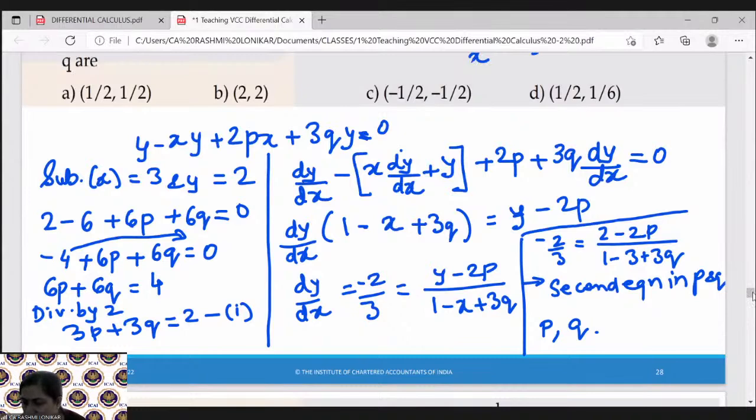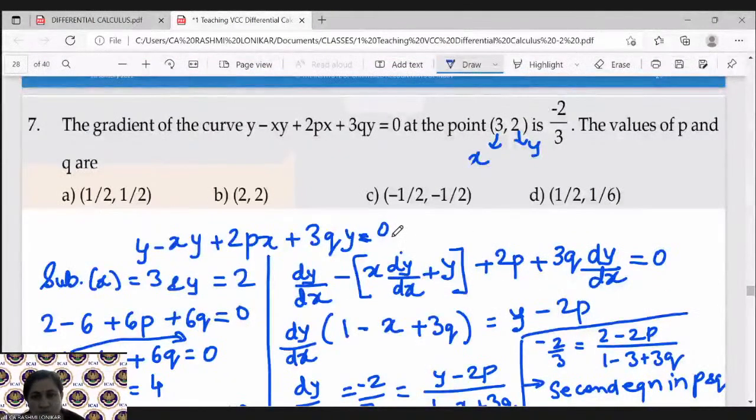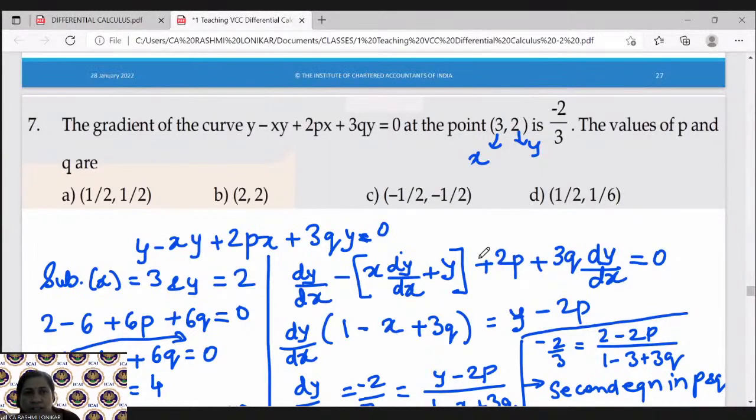The second, the shortcut method I'm giving you, is to use all these options, substitute in the equation, see for which option the equation is solved for the values of P and Q, and then you will have to see whether the gradient comes to minus 2 by 3. So both these methods you can do.